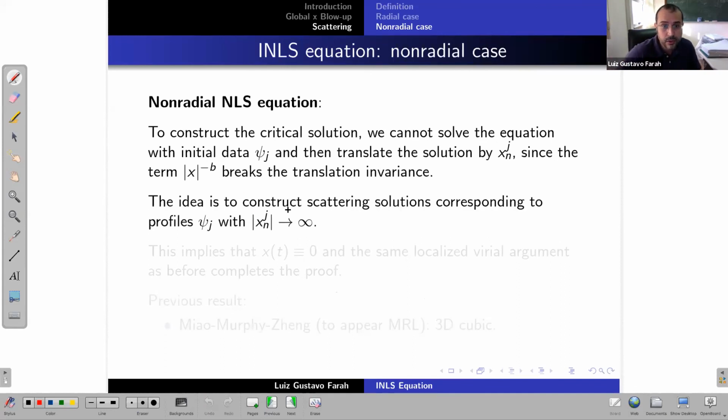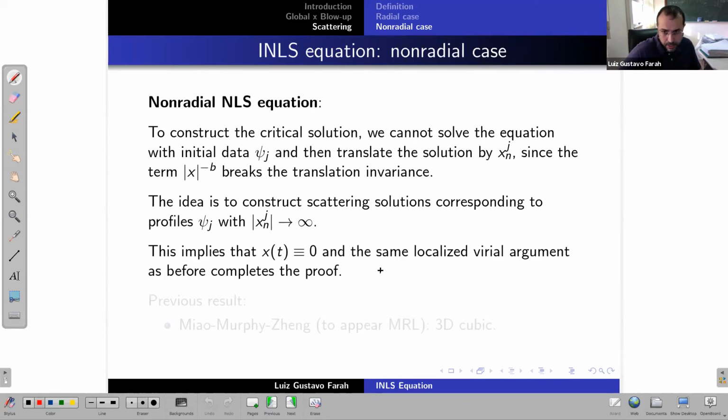So the idea is to construct scattering solutions associated to these shifts going to infinity, right? If we can prove that, then this implies that we can take this translation that appears in the definition of K to be zero, and then the same argument as before, the virial argument, completes the proof. So this is what Miao, Murphy, and Zhang did in the 3D cubic case, right?